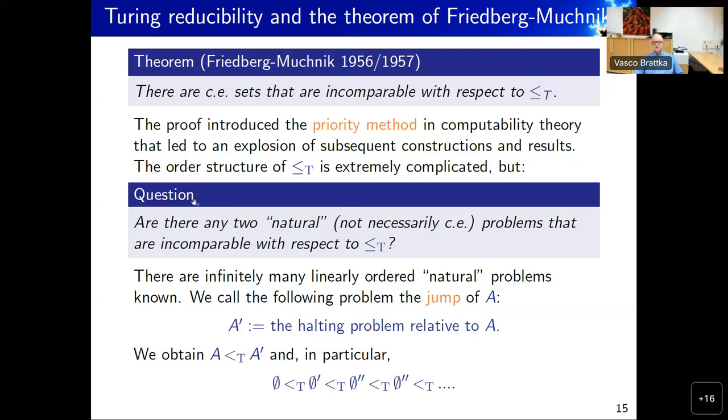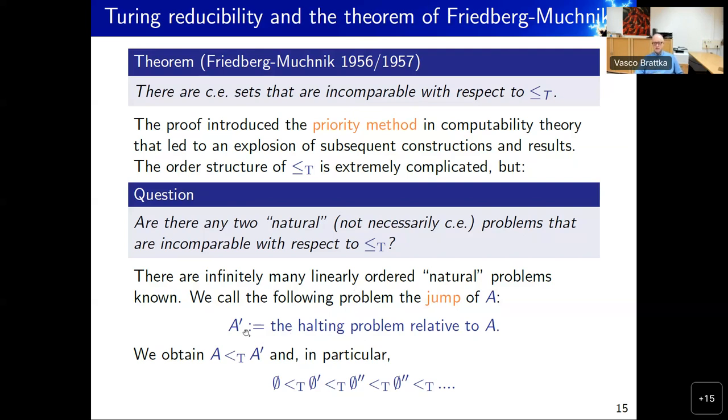So we could reformulate Post's question. Are there any two natural examples, not even necessarily CE, of problems that are incomparable with respect to Turing reducibility? And there's no good answer to this question. So we don't know any such two natural examples. Of course, here the question is, what is natural supposed to mean? But I will tell you what is known about it. So we know that there are infinitely many linearly ordered natural problems.